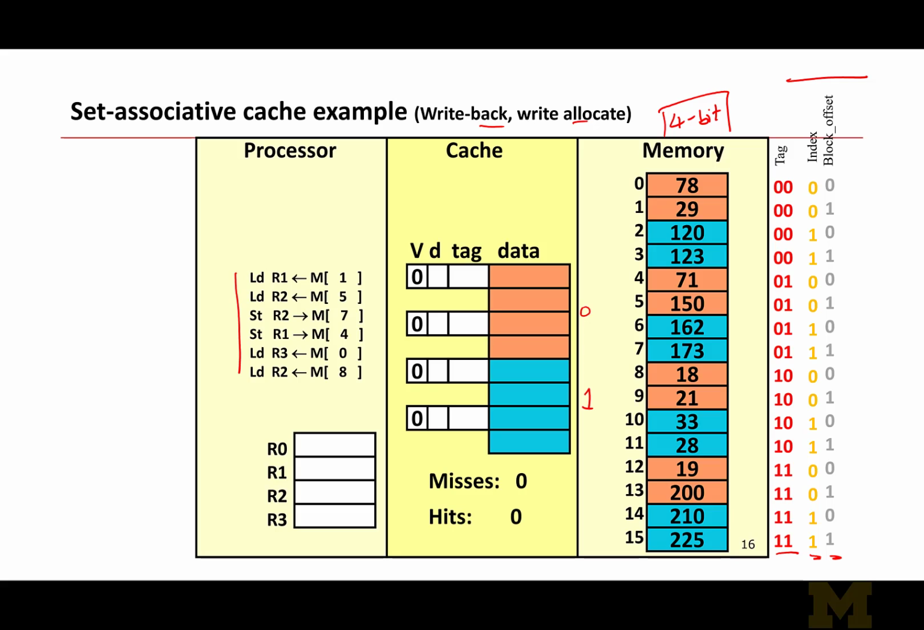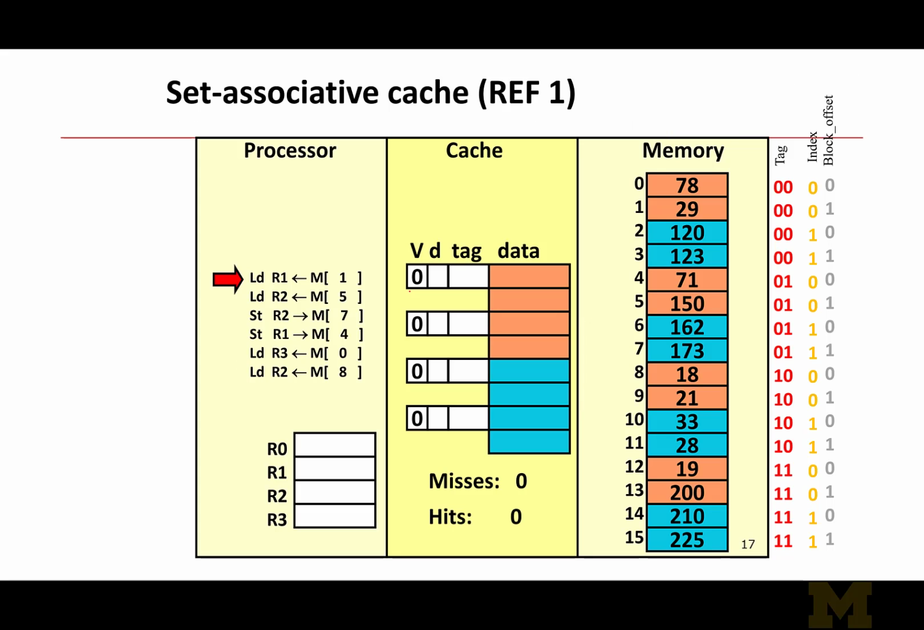Alright, so now let me go ahead and simulate the 6 instructions that we have on the left side and see how this would function. So the initial state is that the cache is empty, so all the valid bits are set to 0. Now I have my first reference to address 1, and address 1 has an index 0, which means I'm going to be accessing the set 0.